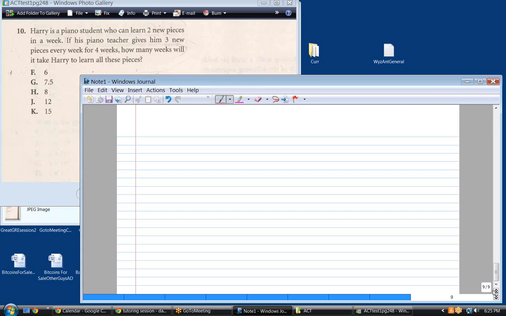Well, I see that he has to learn 2 pieces in a week, a ratio of 2 to every 7 days. And then if she gives him 3 for 4 weeks, that's 3 times 4 essentially. So that's 12 pieces total, right? So then I need to find the weeks. If I give you 12 pieces to learn and you can learn 2 every week, how many weeks is it going to take you?